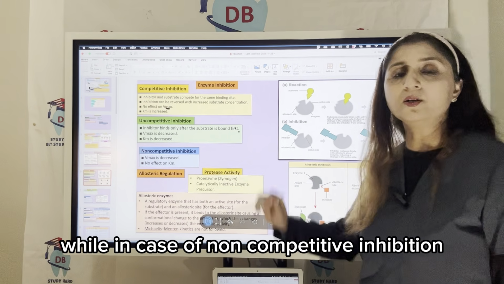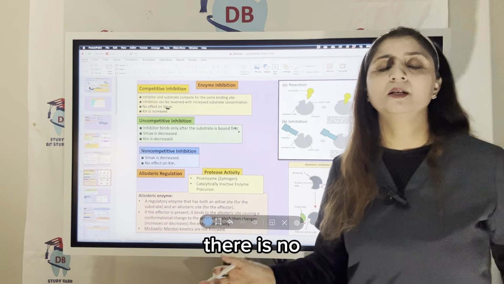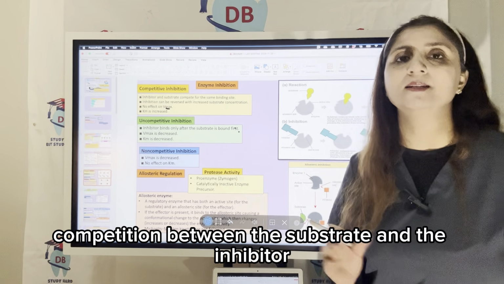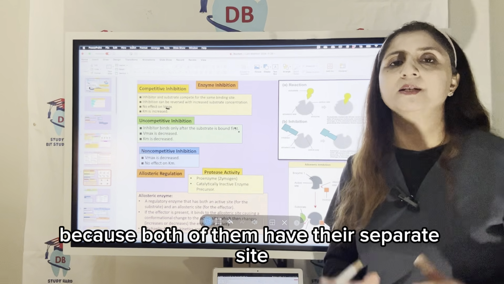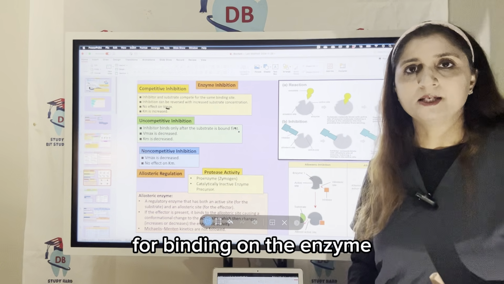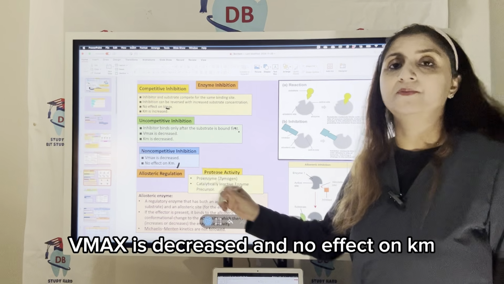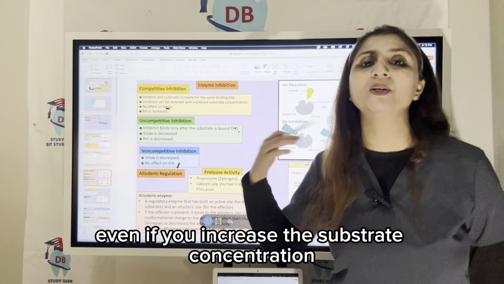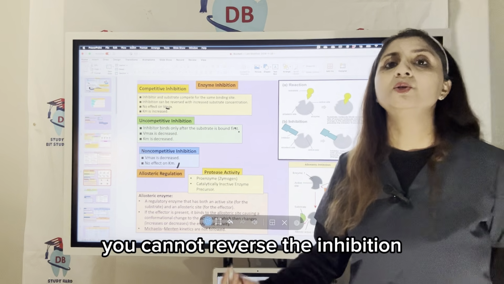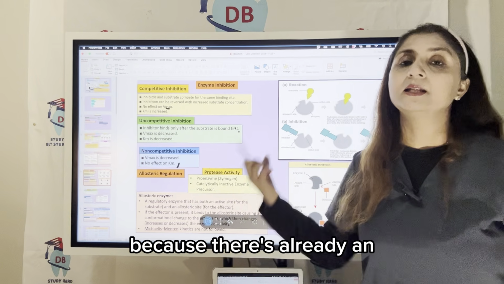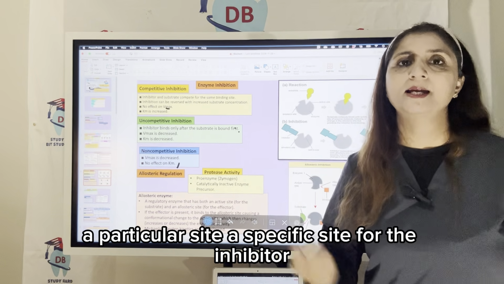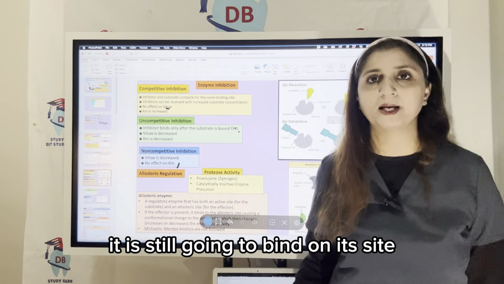While in the case of non-competitive inhibition, there is no competition between the substrate and the inhibitor, because both of them have their separate sites for binding on the enzyme. In non-competitive inhibition, Vmax is decreased and there is no effect on Km. In non-competitive inhibition, even if you increase the substrate concentration, you cannot reverse the inhibition, because there is already a specific site for the inhibitor. It is still going to bind on its site.